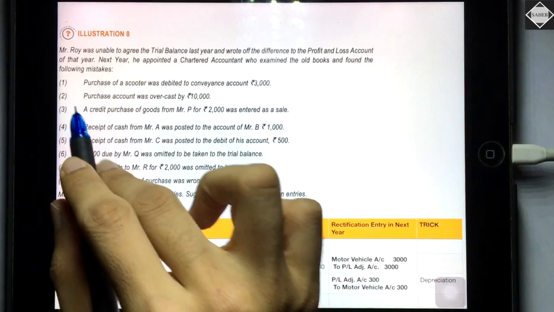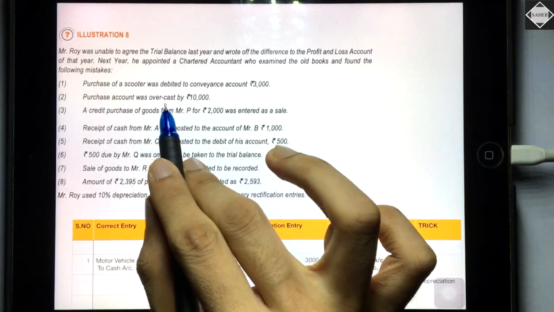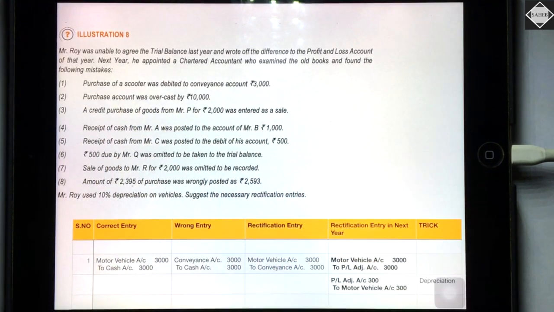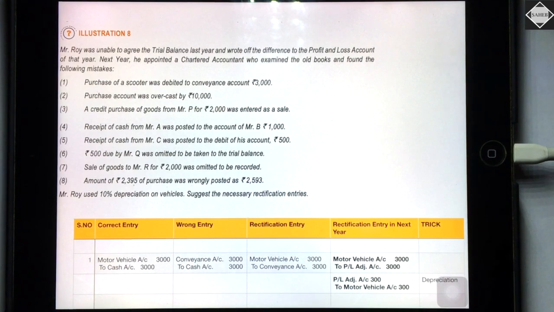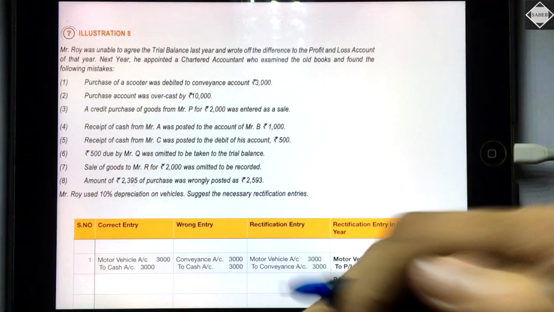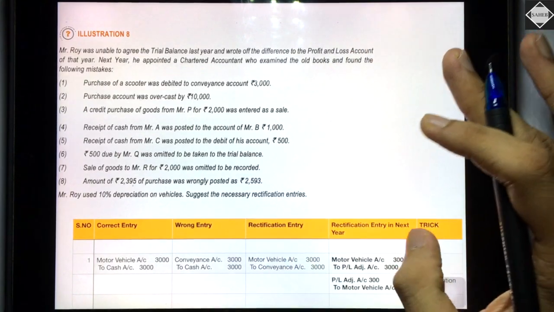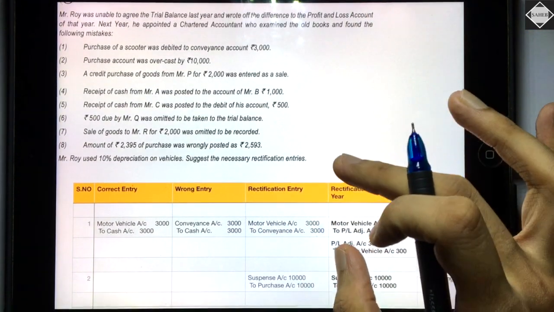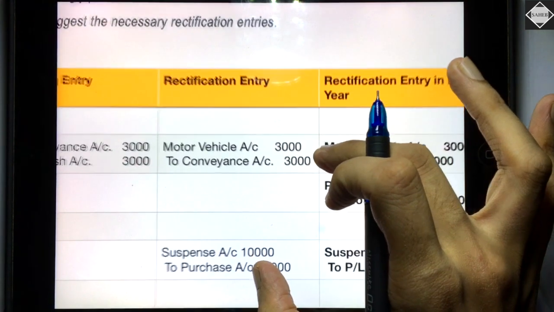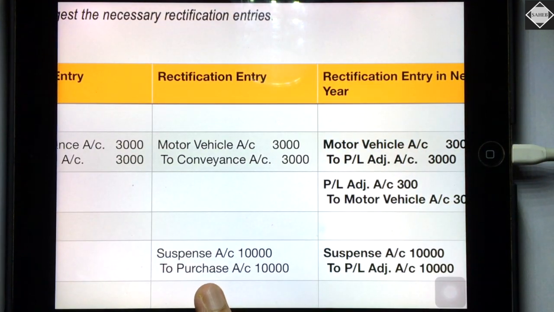Now see the second error: the purchase account was overcast by 10,000. Very simple. Purchase account overcast means what you have to do? You just have to reduce it. It is recorded more than what it's supposed to be. Just reverse it. How will you reverse? The purchase account has a debit balance. To decrease the purchase account, what will you do? You will credit the purchase account.